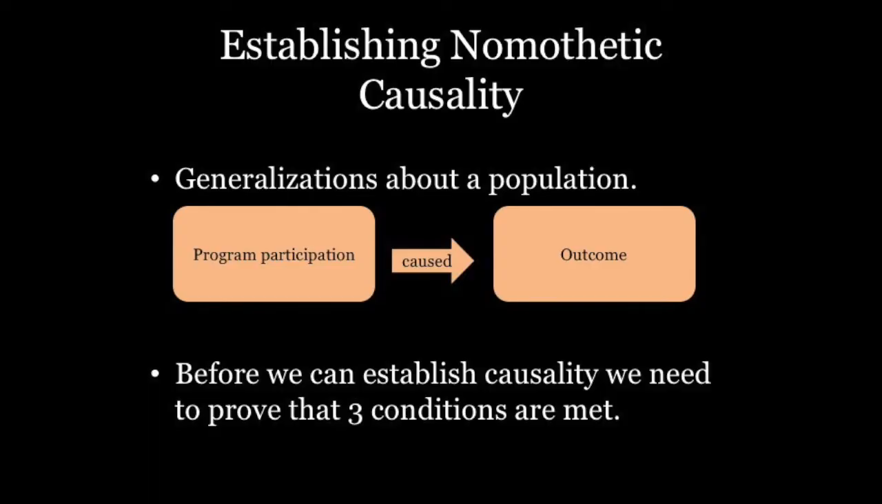Under the nomothetic causality model, when applied to evaluation, we're trying to look for whether program participation caused some outcome, right? We also discussed the three criteria for nomothetic causality. These are the three conditions that must be met for us to conclude that something caused something else.